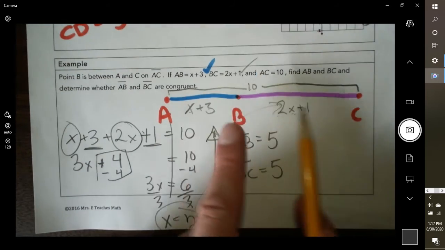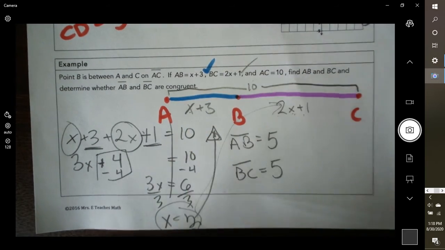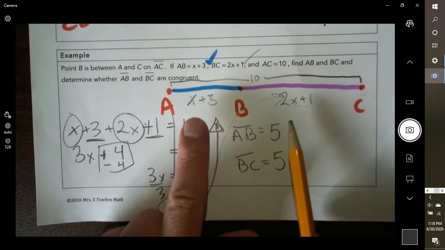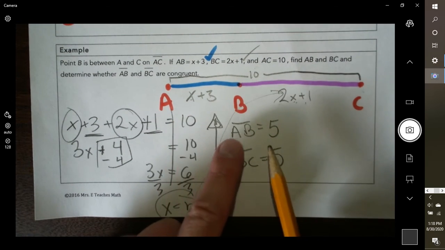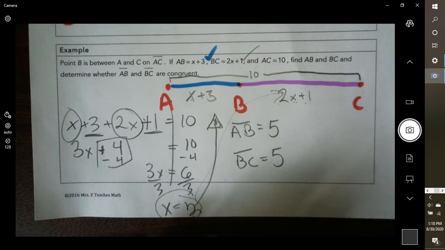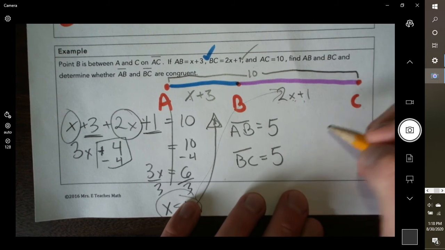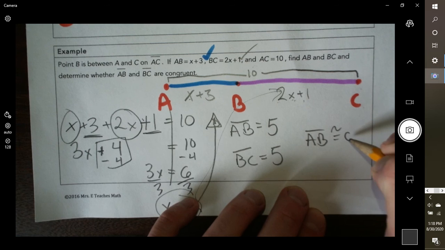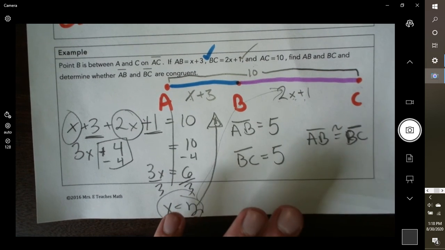I know I did not draw them that way, so please do not be deceived by drawings. If there is a picture given to you, 9 out of 10 times the picture is messed up and it really doesn't relate truly to the problem. So always make sure that you're doing the math, and that's what's going to give us the truth or the false behind our statements here. So anyhow, let's finish out: line segment AB is congruent to line segment BC. There we go. All right, guys, great job.